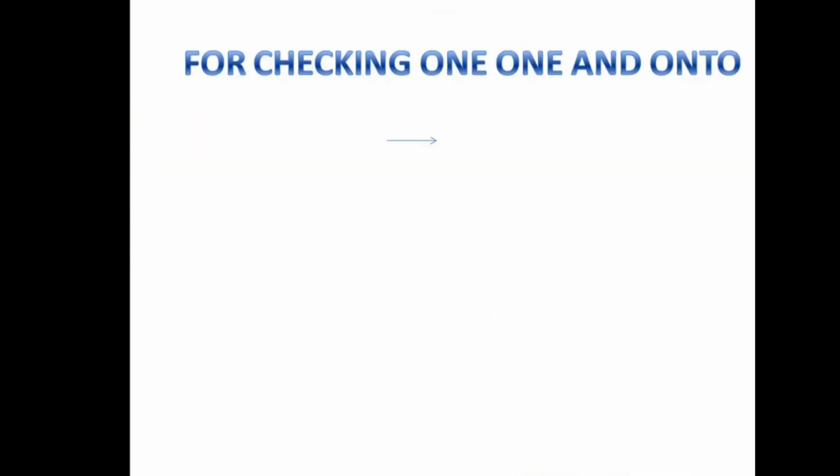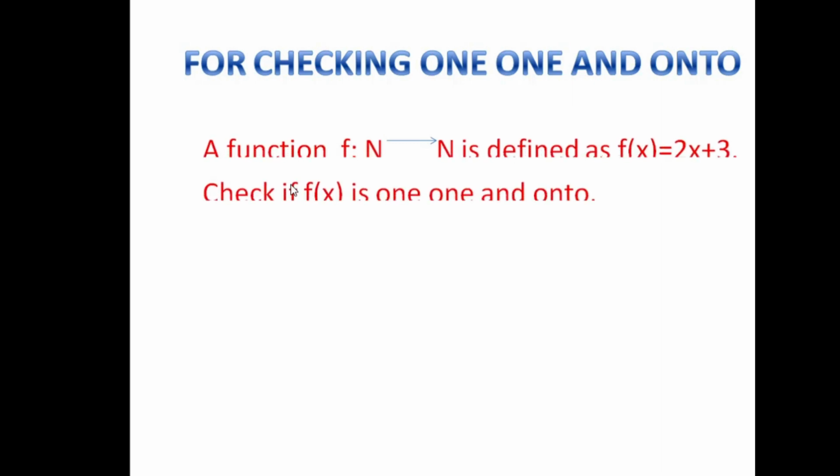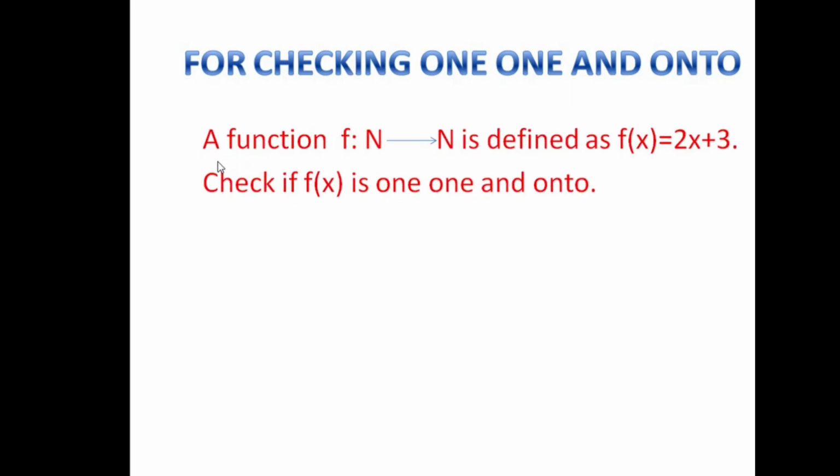So let's see how we can check one-one and onto. For checking, I have taken an example: a function f from N to N is defined as f(x) equals 2x plus 3. Now we have to check whether it is one-one or onto. What is the meaning of N to N? The domain means all the x will come from the natural numbers. N is the set of natural numbers, and the range means the image will also come from the natural numbers.